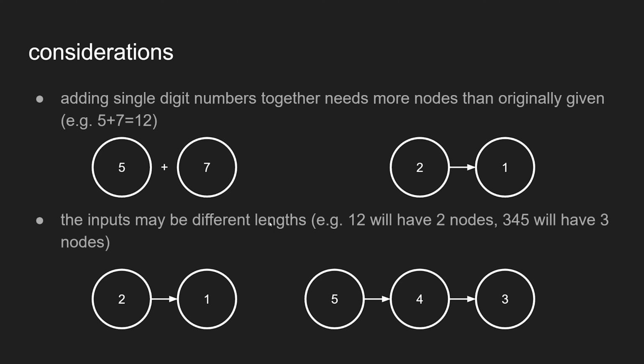And additionally, what do we do when the inputs have different lengths? So this is 12, and then this is 345. And you can say, oh, 2 plus 5 is 7, 1 plus 4 is 5, and then this ends. But we still have this 3, and we potentially have this overflow condition where we need an extra node to be added.